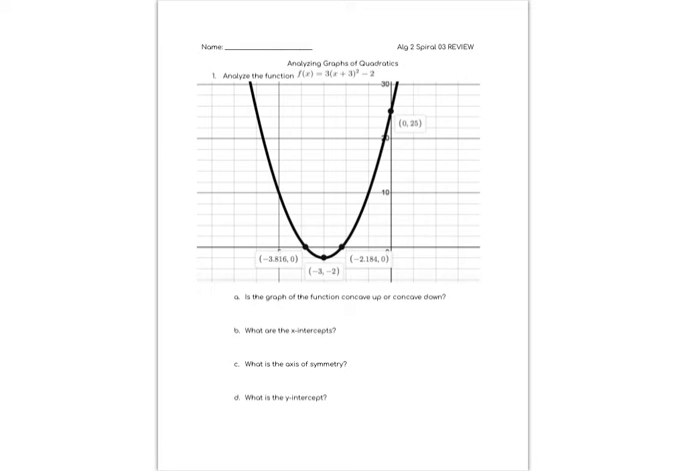For the first one, we were given a function and we have a graph of this, and you're asked to identify some different information here. The first part is asked to identify if this is concave up or concave down. This is really a vocab question, so your goal is to figure out that concave up looks like an up parabola and concave down is a down parabola. This graph opens up, so it's concave up.